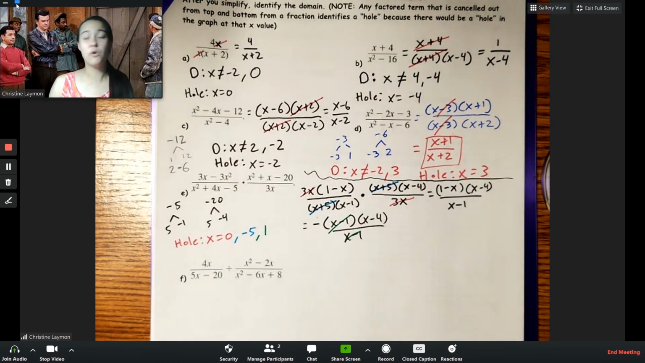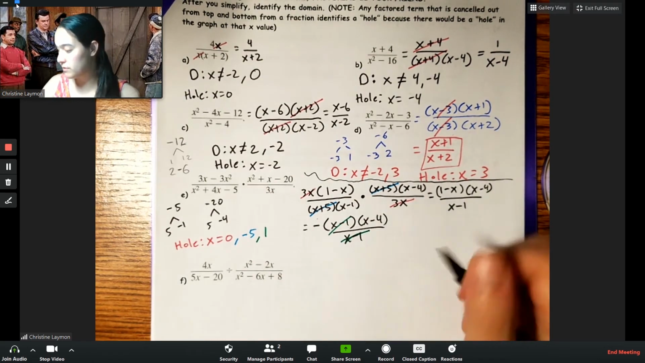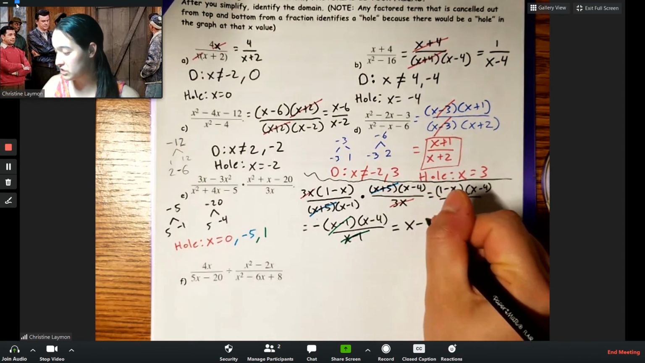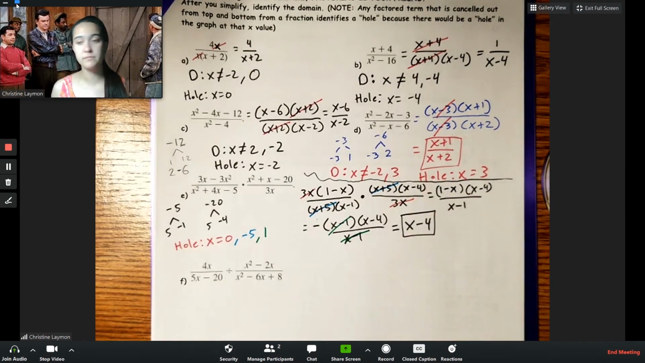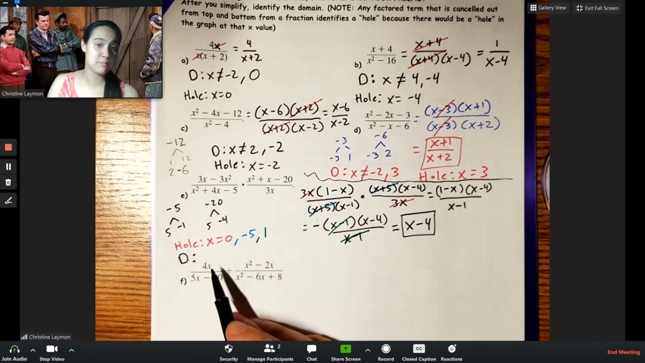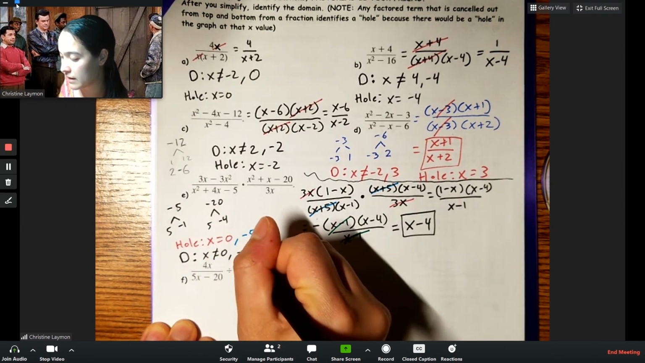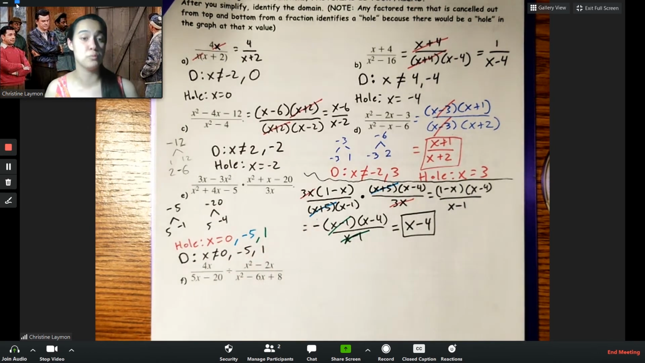Now remember, when I'm finding these holes, I take the part I crossed off and set it equal to 0. So x minus 1 equals 0 means my hole was at 1. So this in simplified form is just x minus 4. And my domain happens to be the same thing as the holes. I can't have any of these values. So I cannot have 0, I cannot have negative 5, I cannot have 1. But there are no asymptotes, just holes.